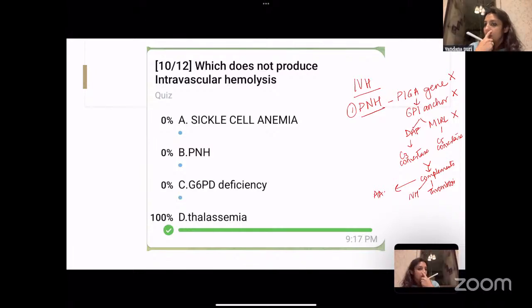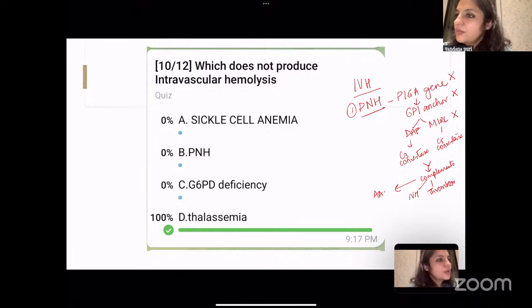Remember, this is one important question. This is an acquired disorder. PNH is always an acquired disorder. That is one thing that you have to remember. It is an acquired disorder and it usually occurs in elderly patients.